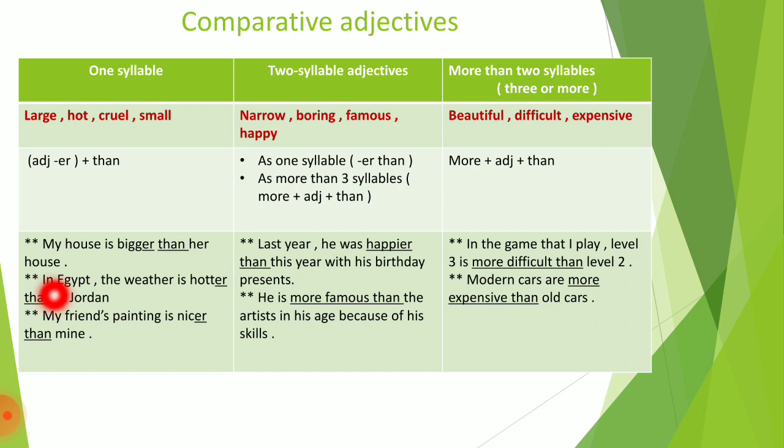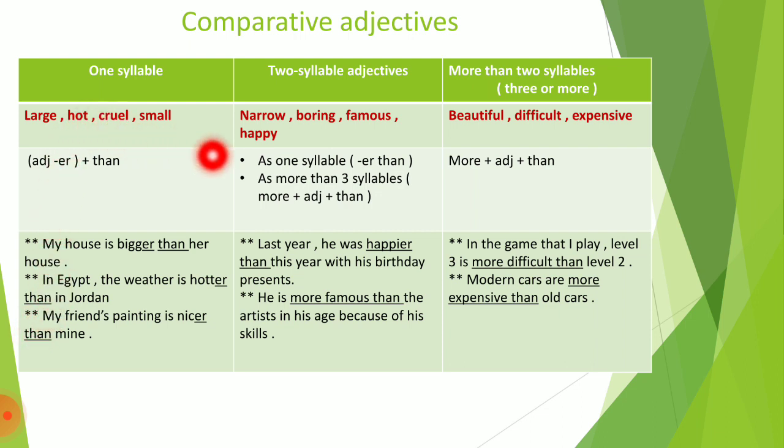We can also have another example. In Egypt, the weather is hotter than in Jordan. And we also have my friend's painting is nicer than mine. فهنا الصفات اللي موجودة عندي هي one syllable adjectives، عندي هنا big, hot and nice. لما كنت بدي أعمل مقارنة باستخدامهم فقط ضفت لهم ال ER واستخدمت than.